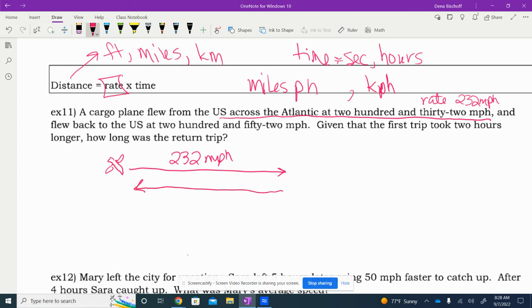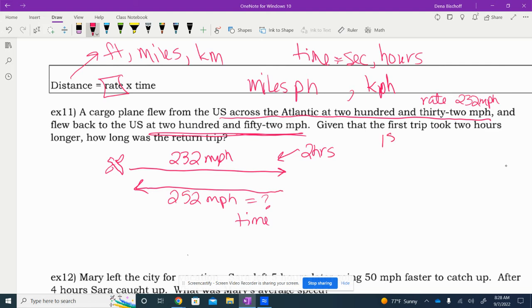It goes back, and when it flies back, it's flying at what rate? What's the speed that it's flying at on its return trip? Yeah, 252 miles per hour. Probably had a headwind. Probably was getting pushed, right? So given that the first trip, this trip right here, took 2 hours, how long did the second trip take? We're trying to figure out the time for the second trip.